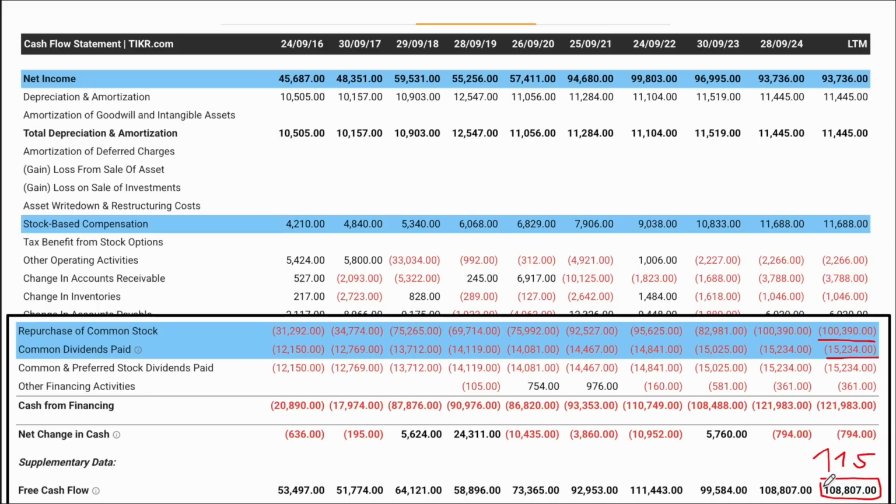However, I would personally also deduct this 12 billion as stock compensation because Apple is repurchasing common stocks to then issue those same stocks to management. Thus, I would lower this number by the stock-based compensation, which then doesn't put the free cash flow at 108, but lowers it to 96 billion.